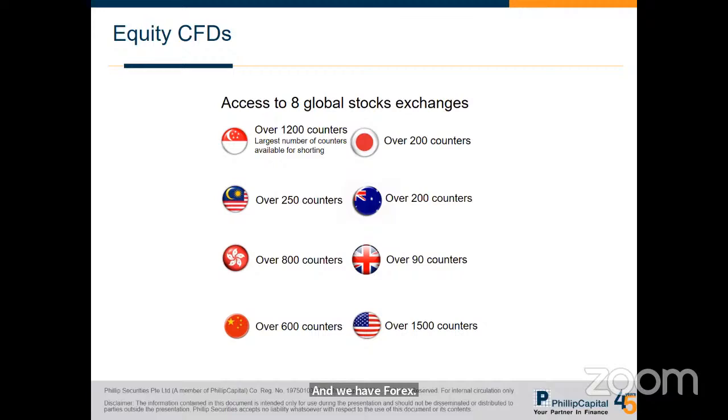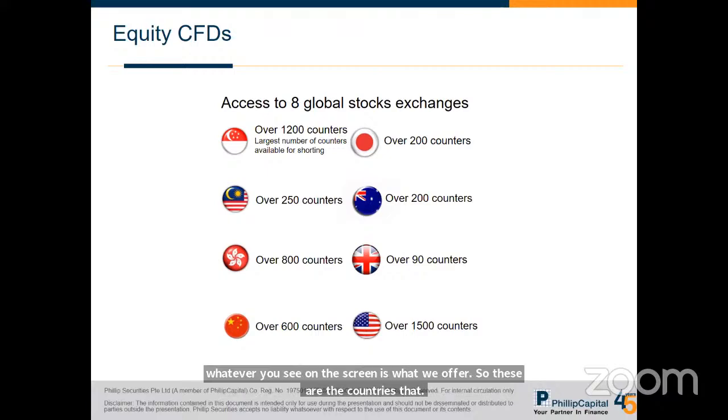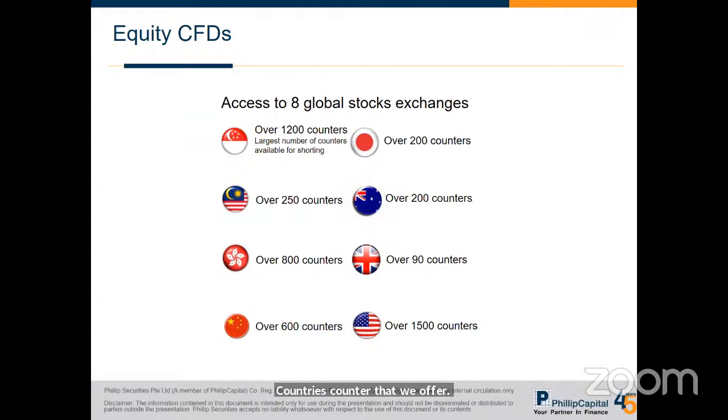For our equity CFD, whatever you see on the screen right now, we have access to 8 different global stock exchanges, and whatever you see on the screen is what we offer. So these are the country counters that we offer. Do note that each country has its own operating hours. When the operating hours are over, you will not be able to buy or sell. You can find out more on our website.